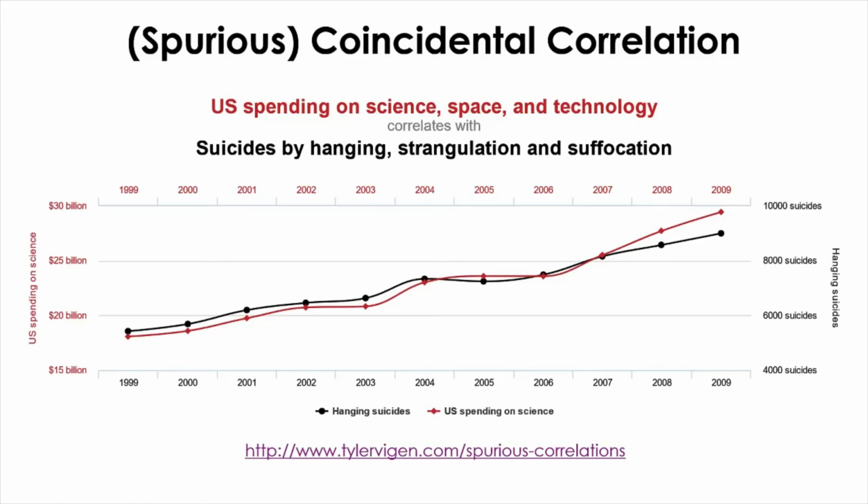You don't think that US spending on science, space, and technology somehow causes more people to commit suicide, do you? In fact, this is not the right way to explore a correlation between any two random events. However, you can make any two random events look like they are perfectly correlated with each other like this. If you're more interested, you can find more nonsense correlations between any two random events like this if you click the provided link here.